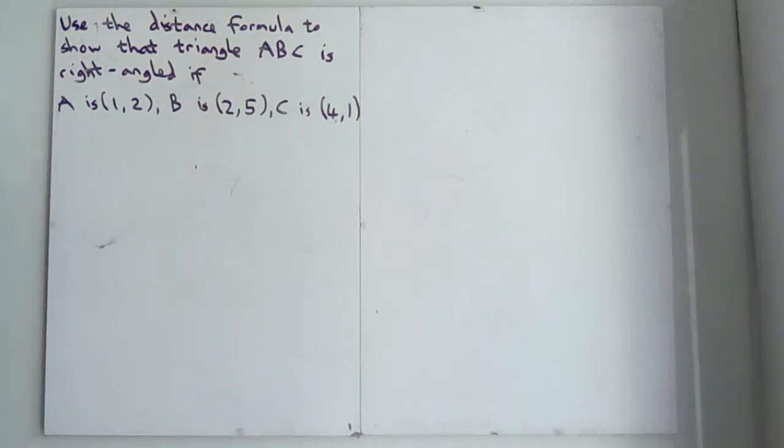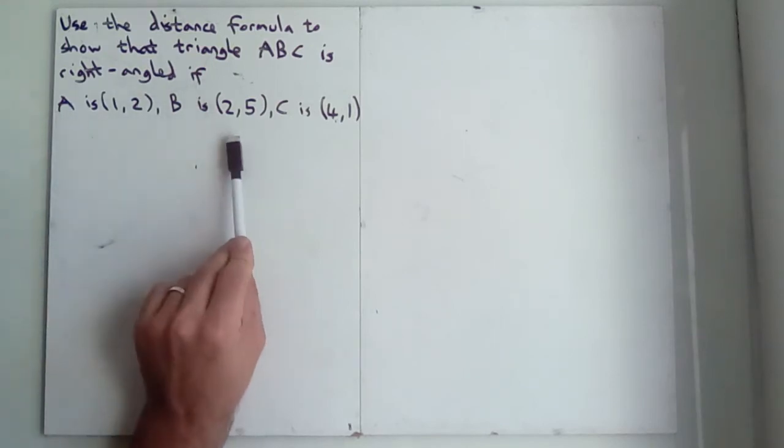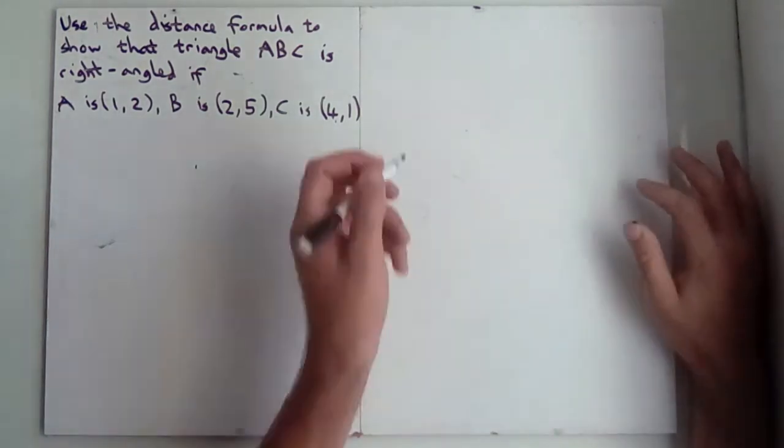Use the distance formula to show that triangle ABC is right angled. So we have all the coordinates of the points A, B and C. A is at (1, 2), B is at (2, 5) and C is at (4, 1). It's told me to use the distance formula. I'm not going to draw this. It would be quite handy if we know what the distance formula is.